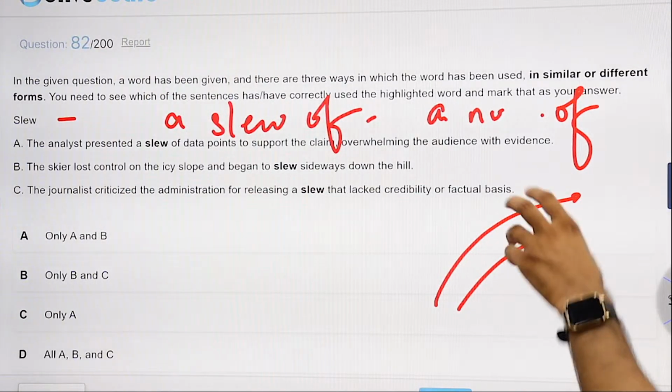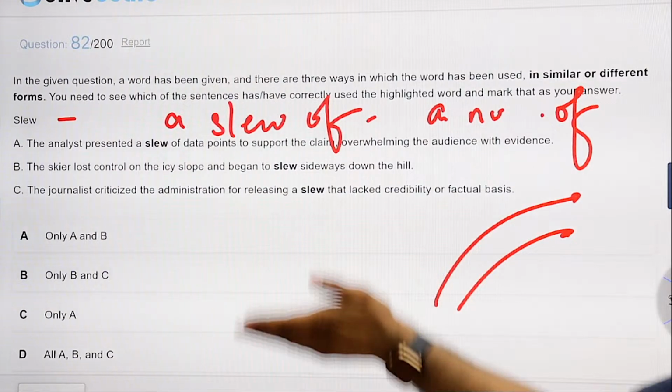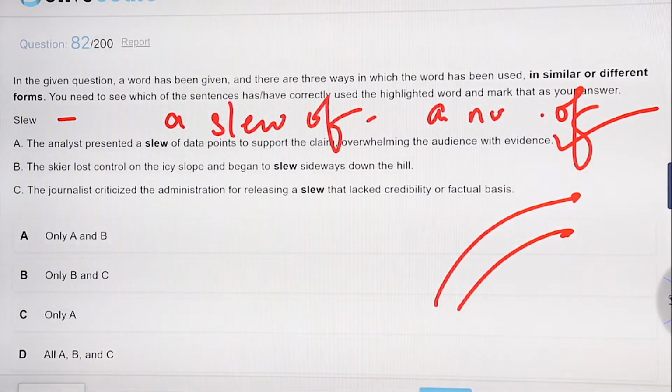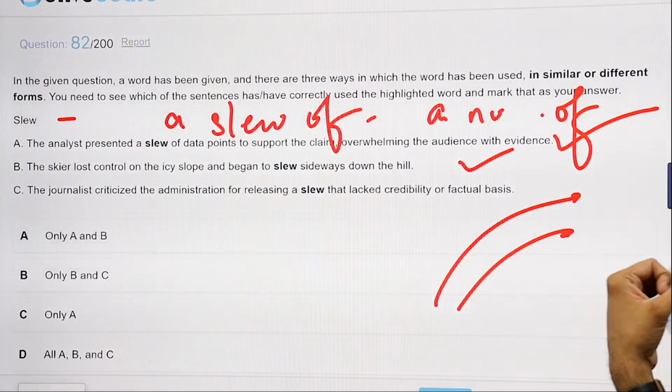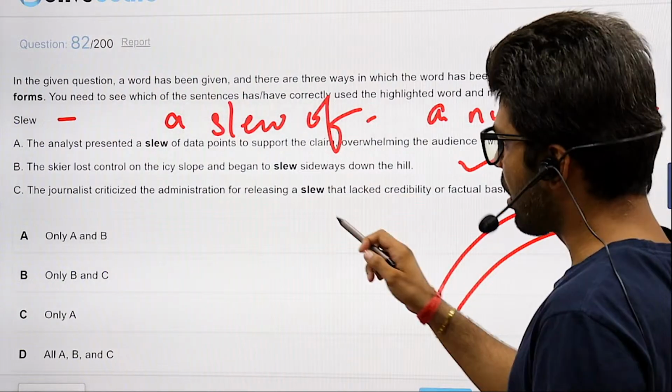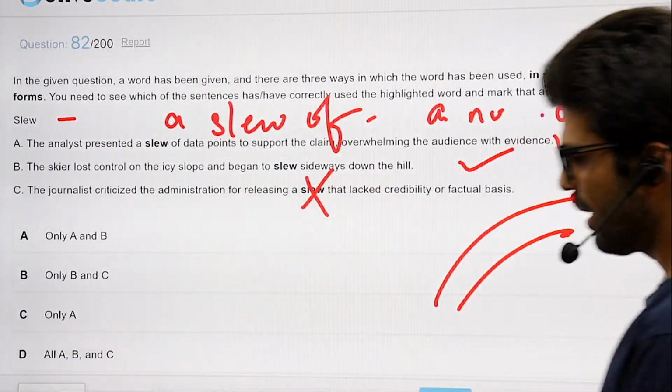He presented a number of data points, correct, to support this or that. He lost control should be correct because it is used in this context as a verb, and began to slew sideways down the hill. Absolutely correct. The journalist criticized the administration for releasing a slew, a number that lacked, a number of what? A number of data points, a number of anything such you need to mark here. They are releasing a number that lacked credibility. Number of what? Incomplete. It's like a lot of, it's like a number of.